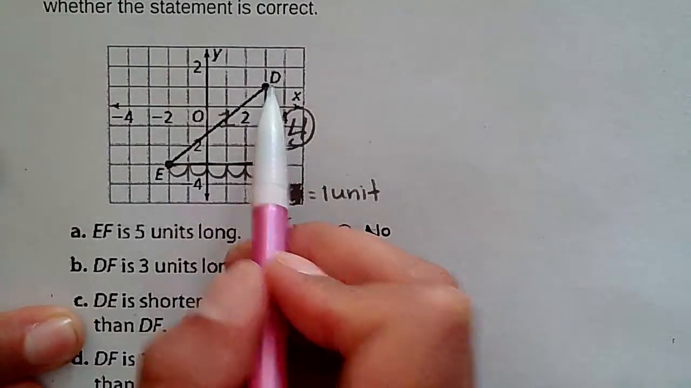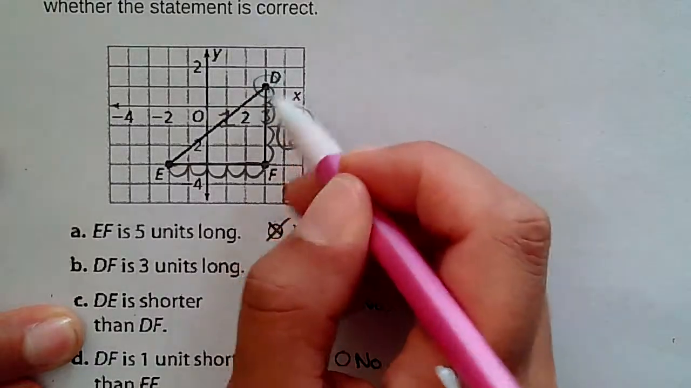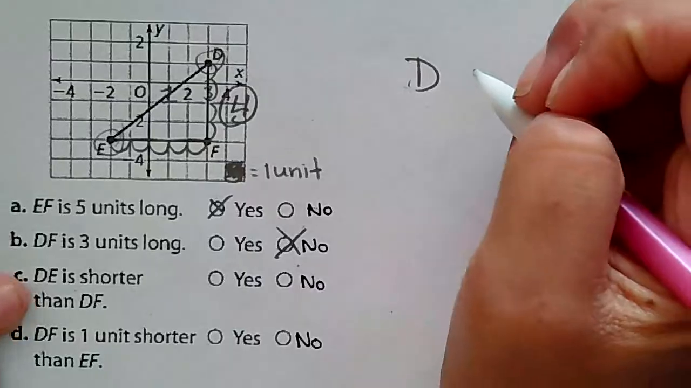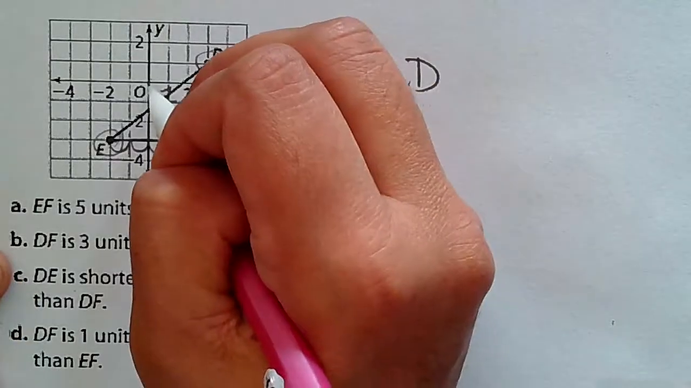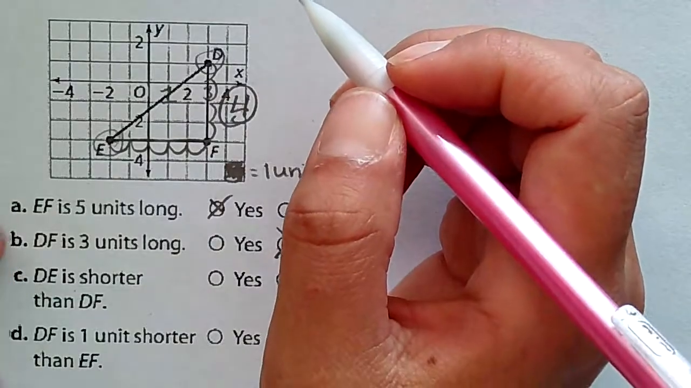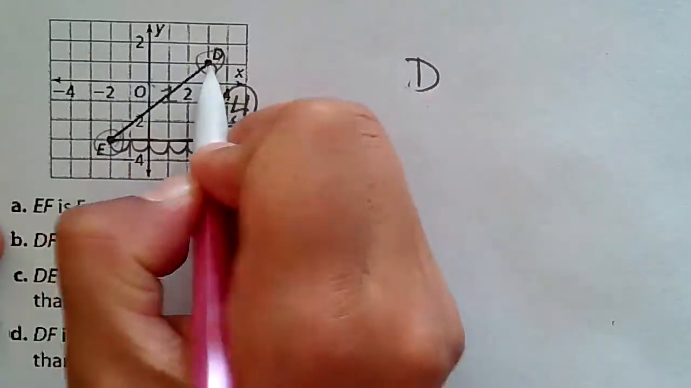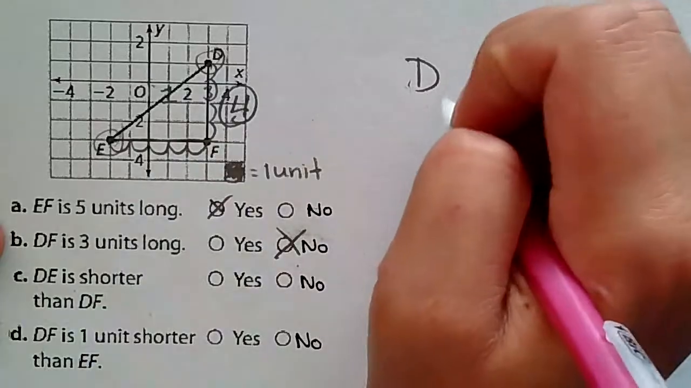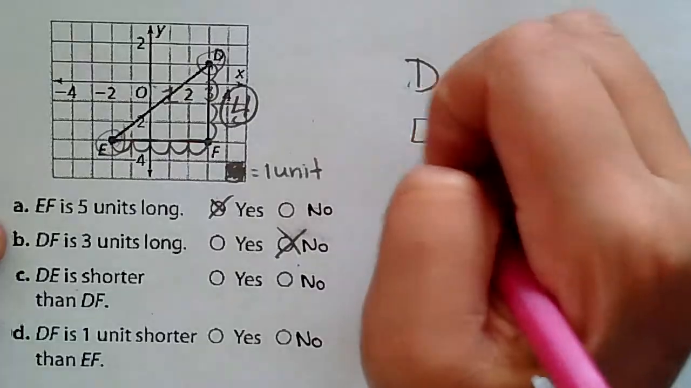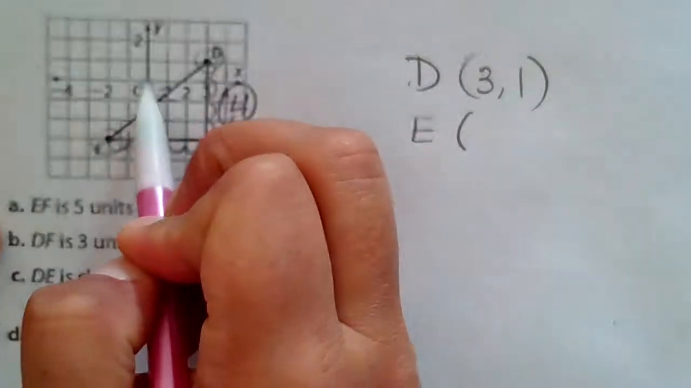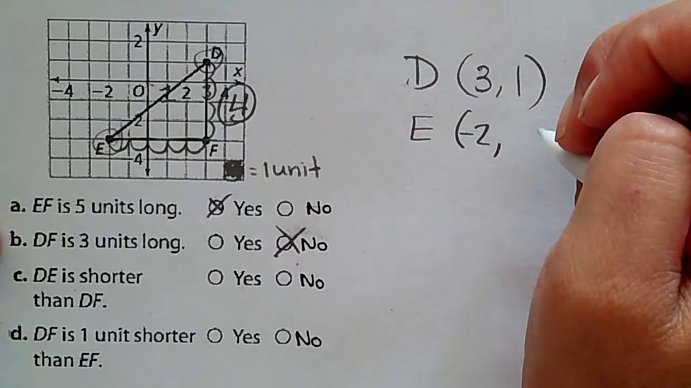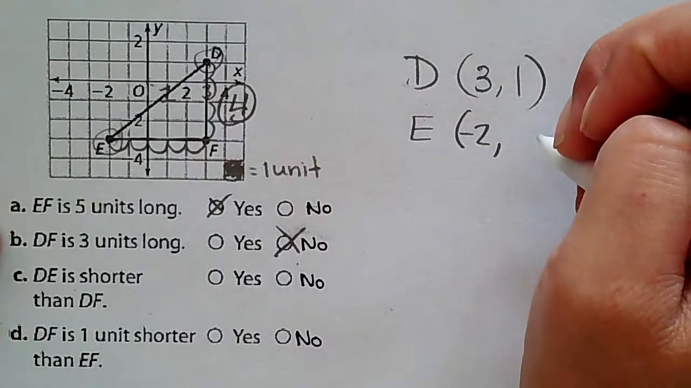So here, I have to do the distance. So D is, what is D? D is 3, 1. And E is -2. Oh, I can't do this one.